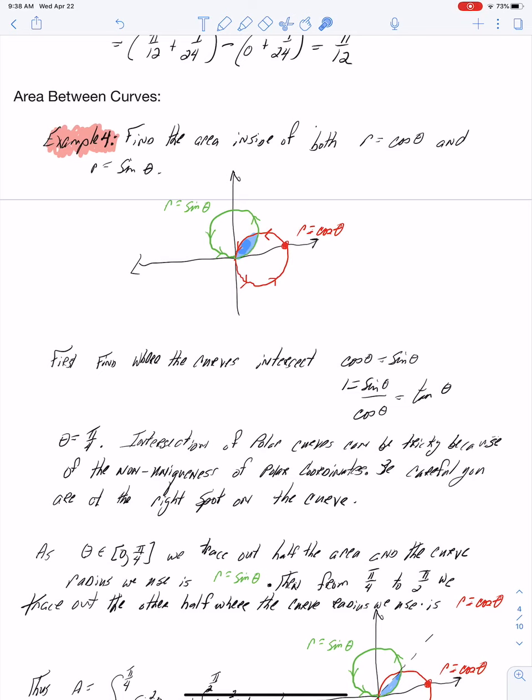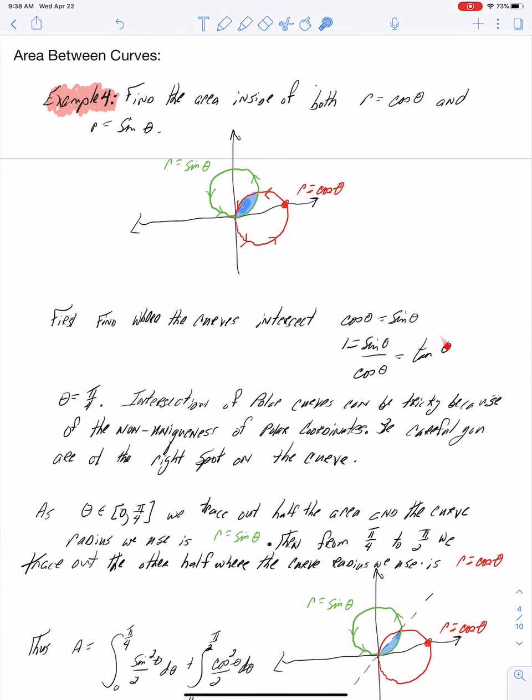So let's figure out where we have an intersection. Well, intersections of polar curves is a little tricky because polar coordinates are not unique. In this case, though, the first thing we do is try to solve sine theta equals cosine theta. We set the r's equal and see if we get anything there. Well, if cosine theta is sine theta, then I could divide everything by cosine theta. I get sine theta over cosine theta is 1. And of course, sine theta over cosine theta is tangent theta.